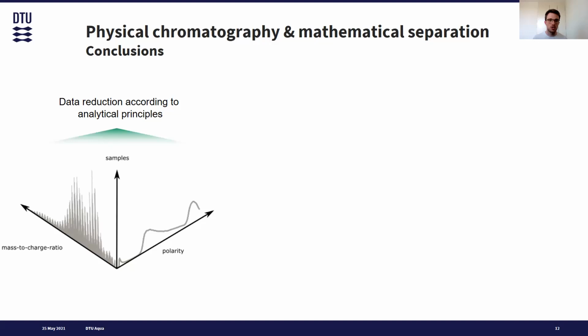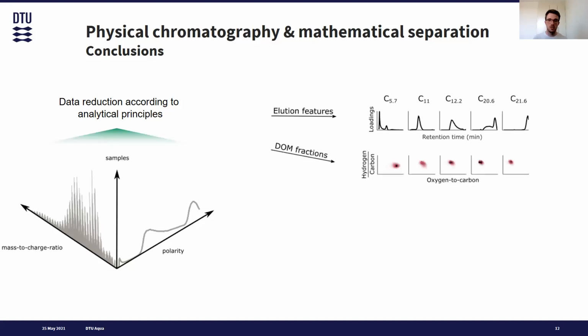So let's conclude. We took a large data set consisting of 9 million data points and tried to employ data reduction tools according to the analytical principles at play here to try and simplify the interpretation of high-performance liquid chromatography, high-resolution mass spectrometry data sets. We were able to reduce these 9 million data points to 5 components with certain elution features and also representing different DOM fractions according to polarity. They were, of course, overlapping in their molecular properties and elution profiles, but nonetheless separate fractions.